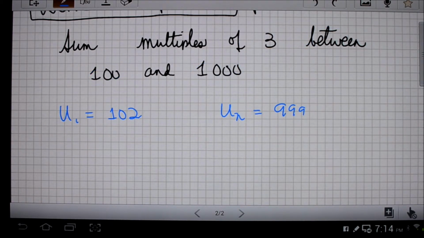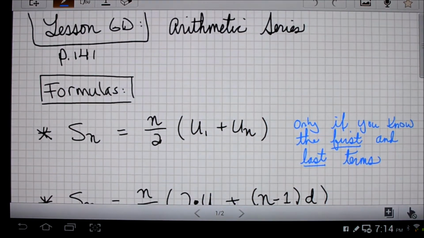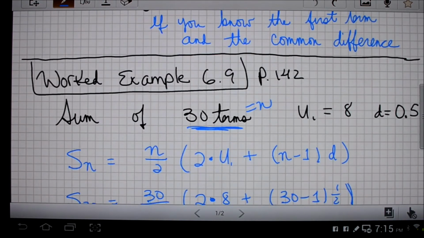So it looks like we're going to be using that first formula, that easy one. I'm trying to make sure we have everything we need for that formula. We need the number of terms. We don't have that, but we can find it. We already know the first and last term. U1 is 102, and your nth term, your last term, is going to be 999. But we're not ready to go quite yet because we don't know how many terms are between 102 and 999. But we can find that out.